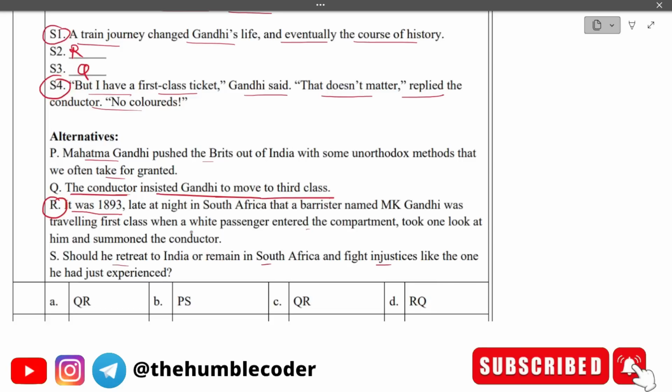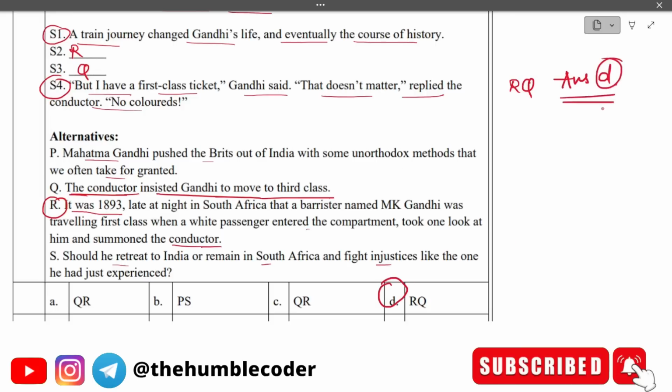See, and where the sentence was ending, like he summoned the conductor. So after the conductor is summoned, what will happen? That should be continued. So this statement is correctly mentioning that. That is why the conductor insisted Gandhi to move to the third class. Okay, so the correct answer that we have got is R and Q. Okay, so which is option number D in our case. So the correct answer for this question is going to be option number D.